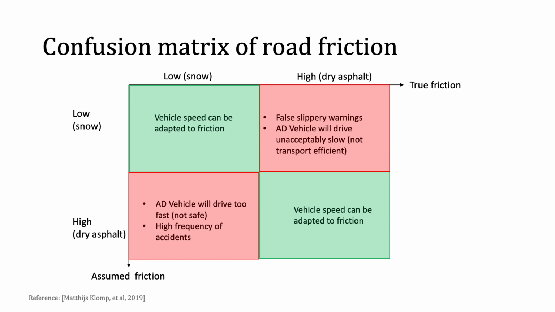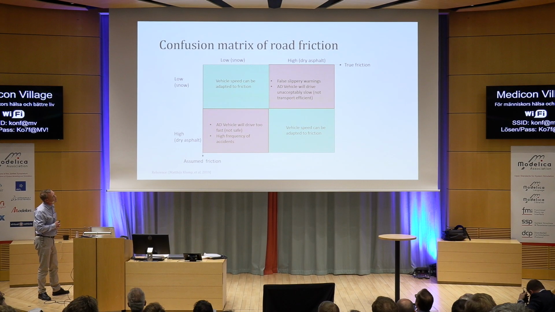Why is it so important? We can look at this confusion matrix, where we have on the x-axis the true friction we have, low, for example snow, or high, for example dry asphalt. And on the y-axis we have the assumed friction, the friction we think that we have. As long as we think that the friction is the same as the true friction, we can easily adapt the speed to the road condition.